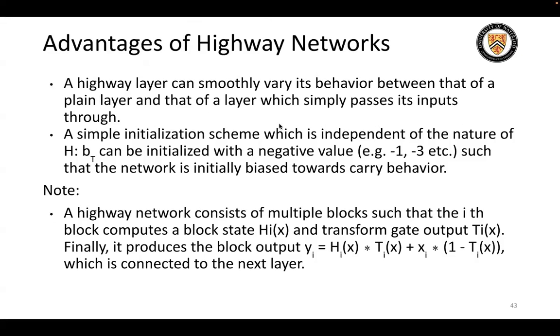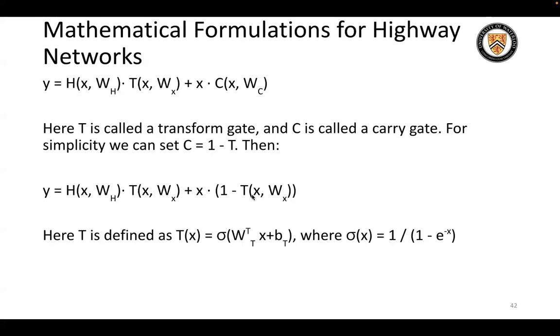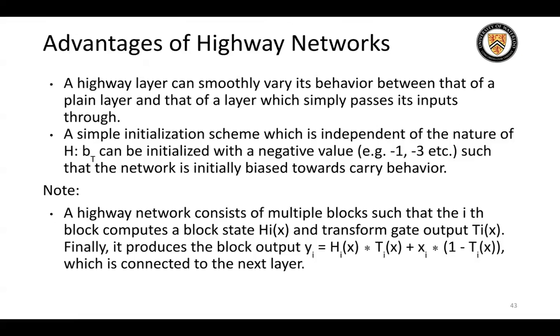So to analyze this, let's say the transform gate T is set to roughly 0. Then we can see that the first part of the output disappears, and for the second, we simply have y equal to x. And if T is really close to 1, then the second part disappears, and this part is really just y equal to h of x, which is a plain layer.